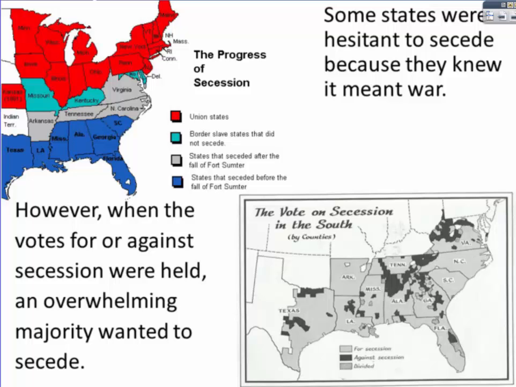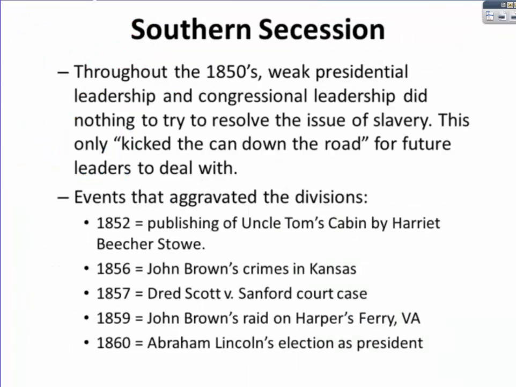Throughout the 1850s, it's really weak presidential leadership and congressional leadership that did absolutely nothing to try to resolve the issue of slavery that leads to civil war. They only really kicked the can down the road, if you've heard of that phrase, for future leaders to have to deal with. Some events that aggravated the divisions.